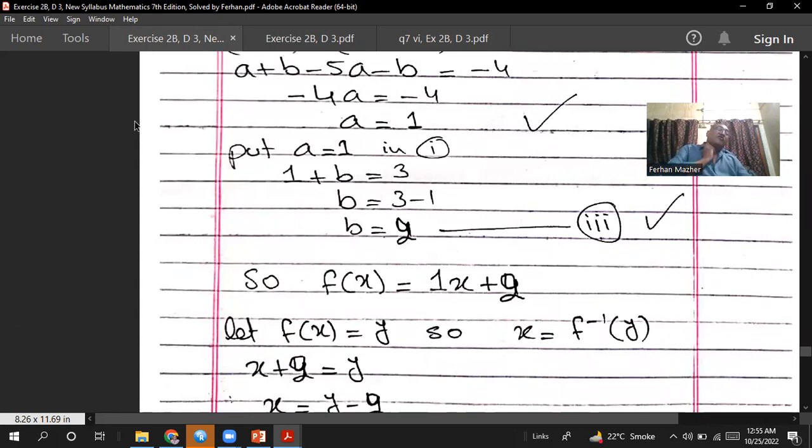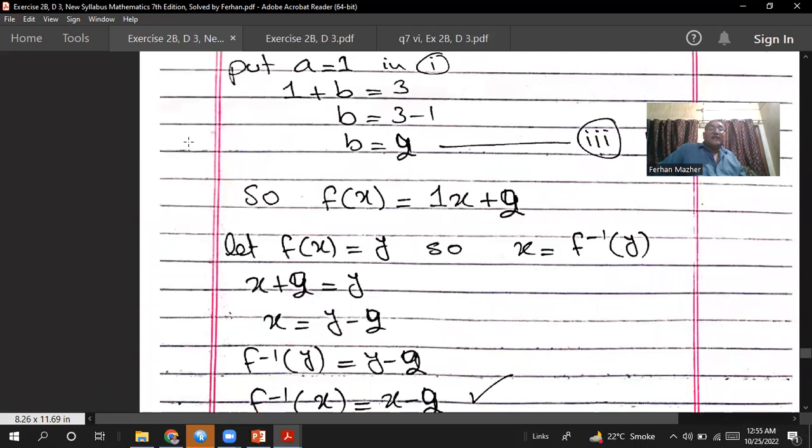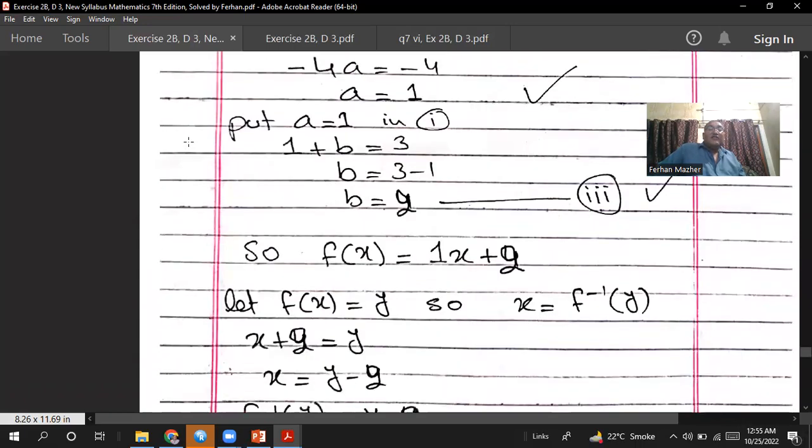So put a equals 1 in the first equation, which is a plus b equals 3. So it will be 1 plus b equals 3. So b will be equal to 3 minus 1, and b will be equal to 2. So now I know the value of a and b. So I can say that a is 1, b is 2.